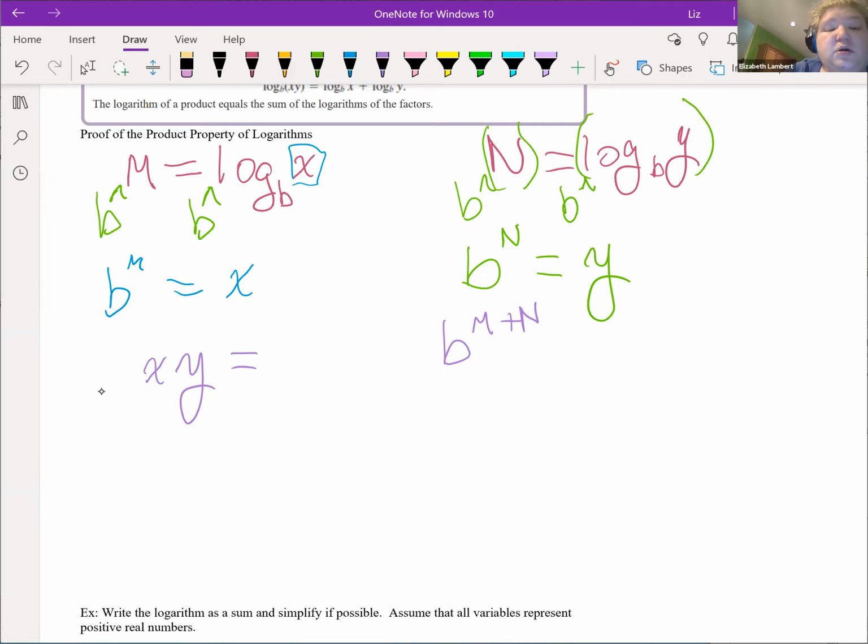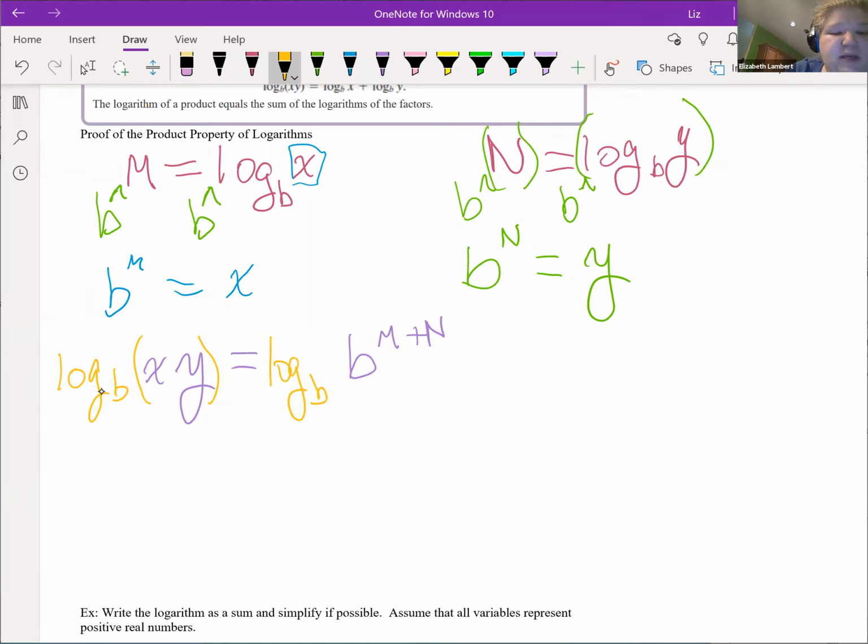So like before we applied the exponential to both sides, now I'm going to apply the logarithm to both sides. So I'm going to take the log base b of everything on the left and the log base b of everything on the right. It's two big things.